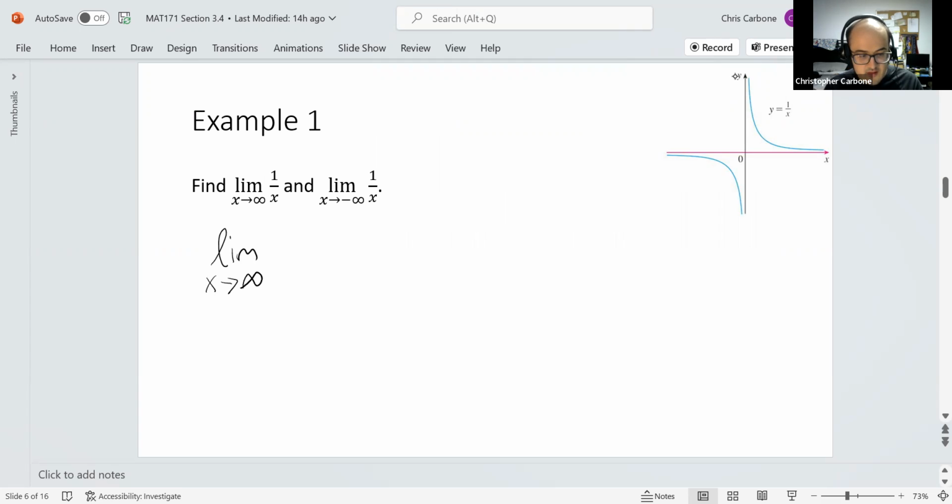So to find the limit as x approaches infinity of 1 over x, we could see it here on the graph. As we move towards the right and let x be large, this graph starts approaching that value of 0, which means this limit is indeed 0.